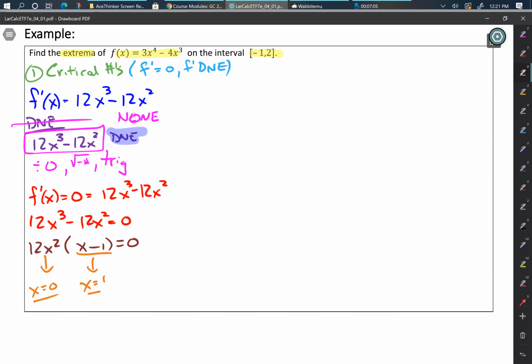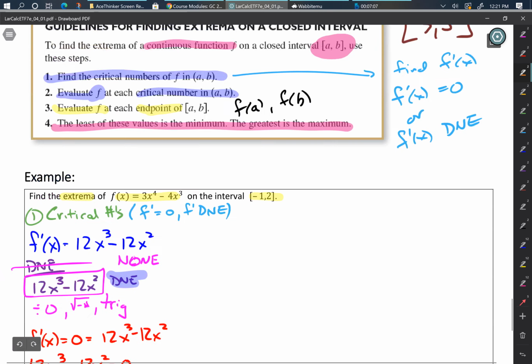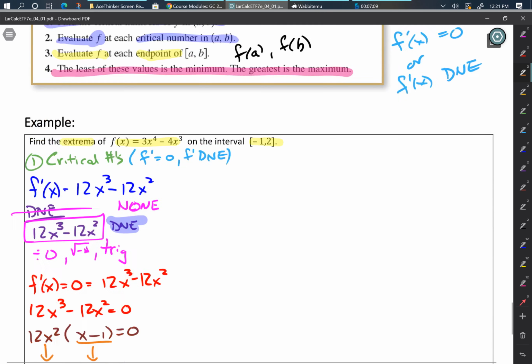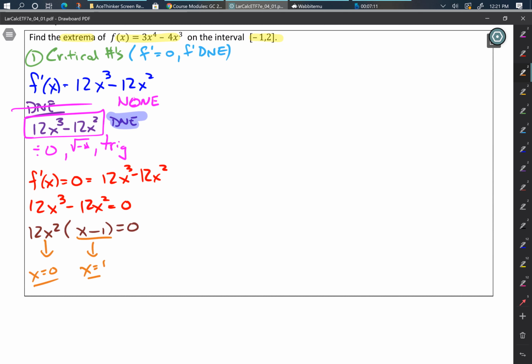Now that we've found the critical numbers, what's step 2? Evaluate the function at the critical numbers. So now that we're done with step 1, we'll do step 2. Step 2, we need to find f of 0 and f of 1. Now, I want to point out something. This is the first example where we're going to be consistently working with both a function f and its derivative in the same problem.